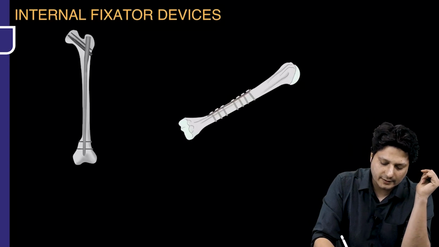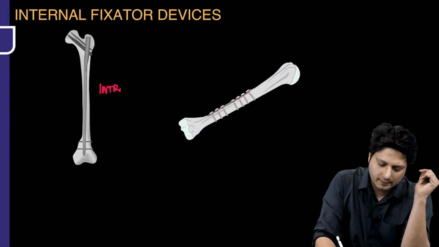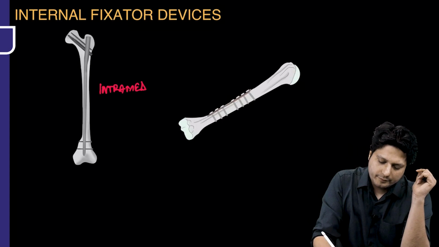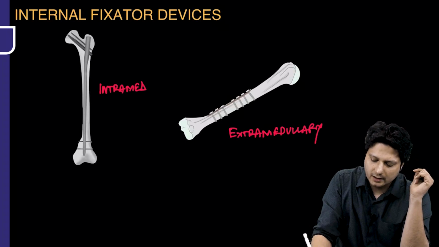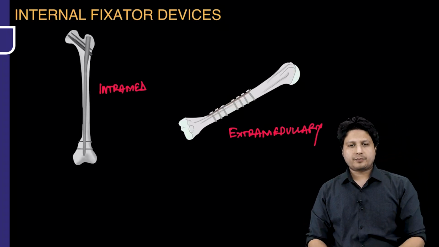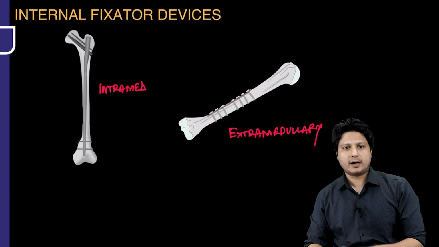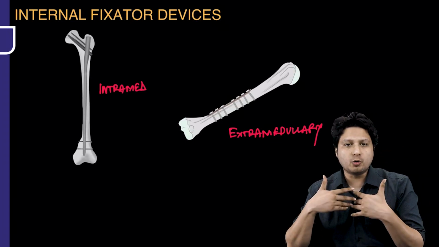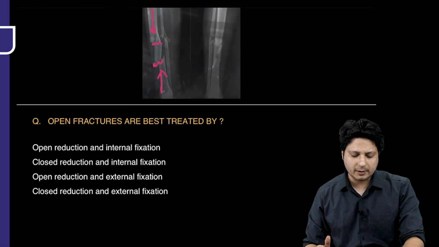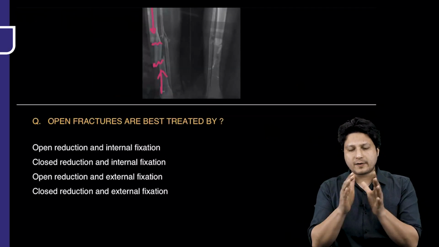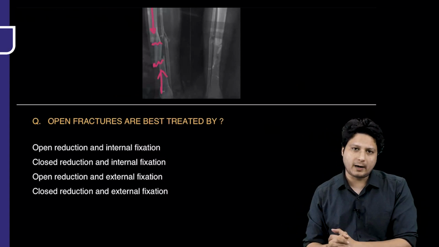So internal fixation devices can be divided into intramedullary and extramedullary. Now it becomes much easier for you to identify the devices like internal and external fixation. And now it will become much easier for you to answer this question also. Like in the beginning, we have placed one sample question: open fractures are best managed by.